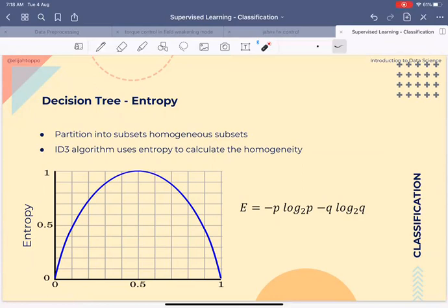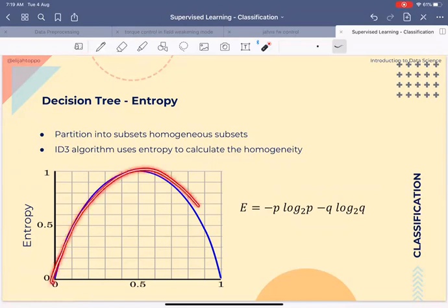So here we have some sense of that. If we partition into subsets, we have to partition into homogeneous subsets. Homogeneous means all values are the same. For decision trees, we use an algorithm called ID3. I don't know what ID3 stands for, but I know how it works. I should find out the full form of ID3. The ID3 algorithm uses entropy to calculate the homogeneity.